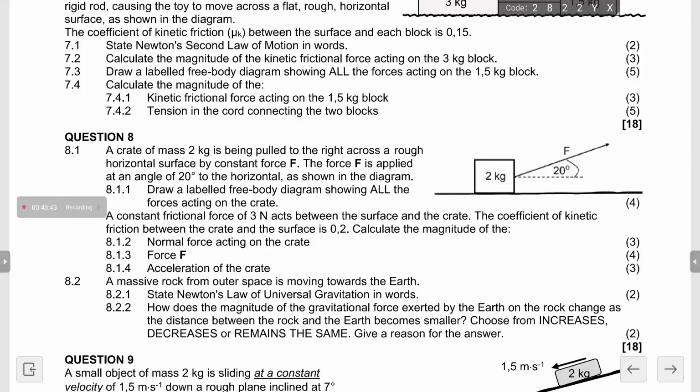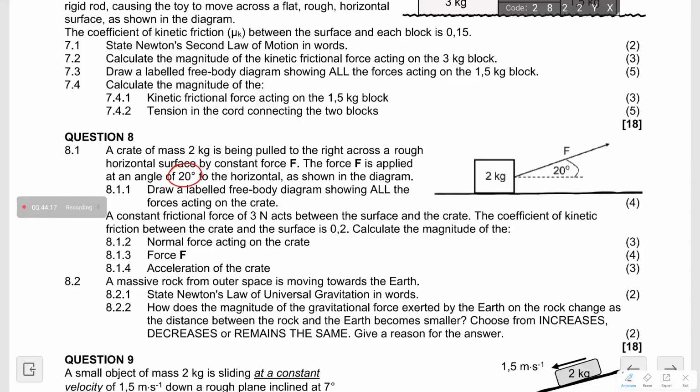Question 8, just below question 7, which reads: a crate of mass 2 kg is being pulled to the right across a rough horizontal surface by constant force F. The force is being applied at an angle of 20 degrees to the horizontal as shown in the diagram next to the statement, sorry. So now draw a labeled free body diagram showing all the forces acting on the crate.